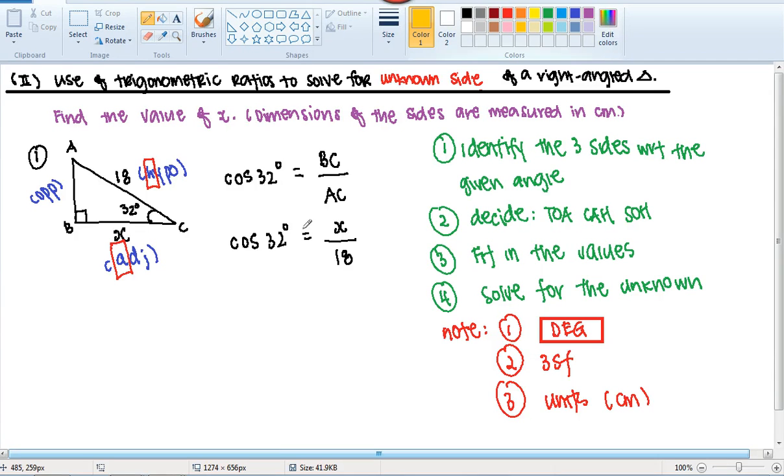So I'm going to cross multiply, giving me x equals to 18 times cosine 32 degrees. Make use of a calculator to find the value of x. Ensure that your calculator is in degree mode. You get a value of 15.3, corrected to 3 significant figures, not forgetting your unit. Okay, so we'll move on to example 2 and 3 in a while.